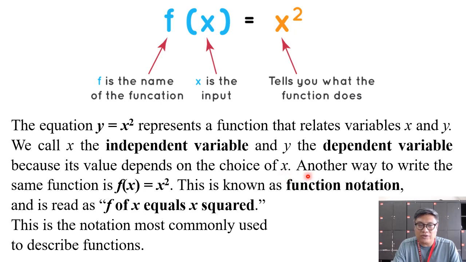So there is another way for us now to rewrite the function. Instead of writing y equals a certain expression in x, we just change the y into f of x, and we can rewrite this as f of x equals x squared. This is known as the function notation, and it is read as f of x equals x squared. This is the notation that we most commonly use to describe functions.